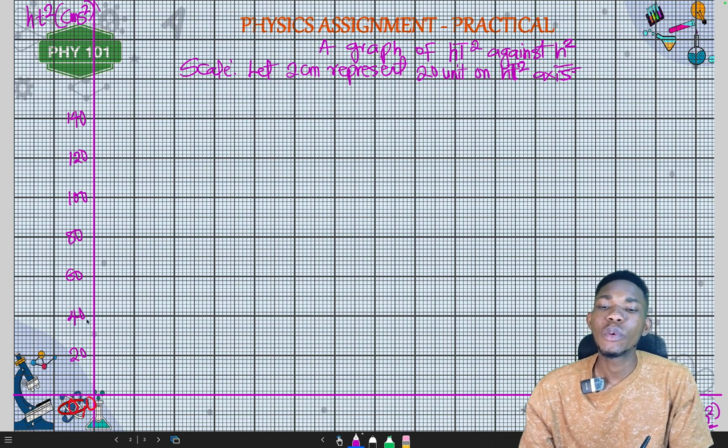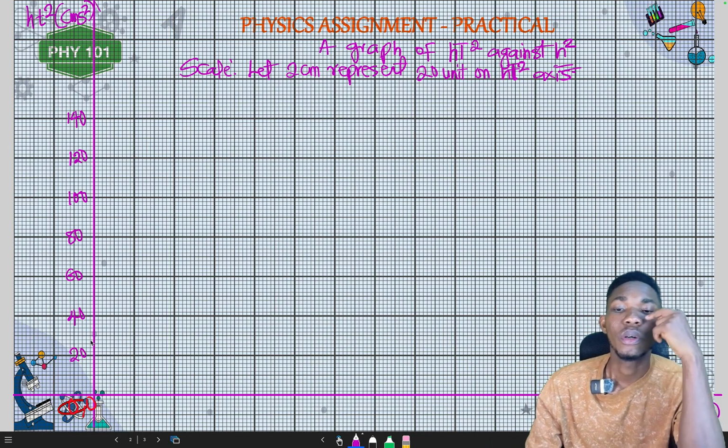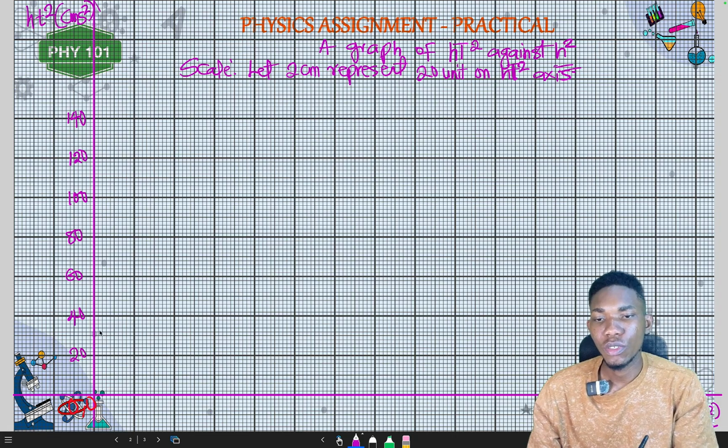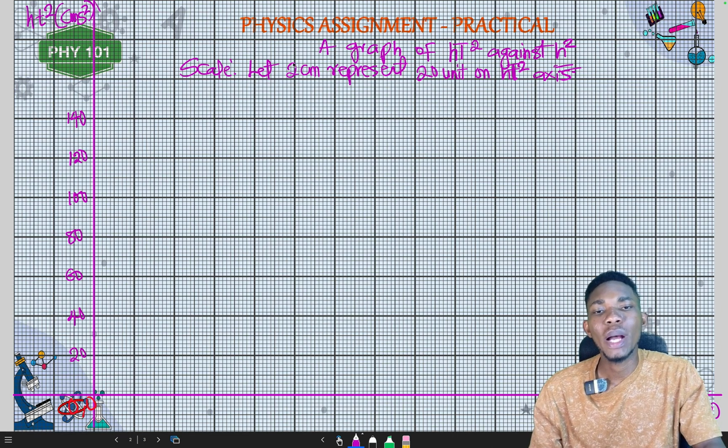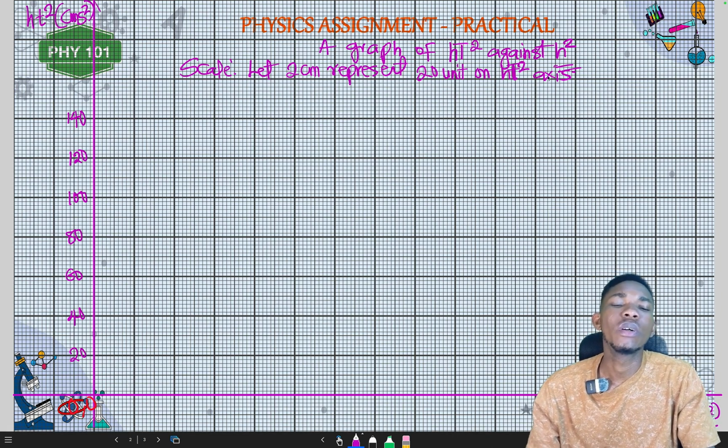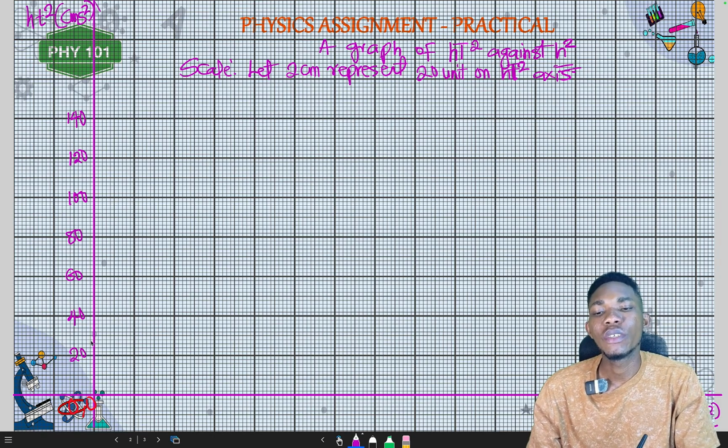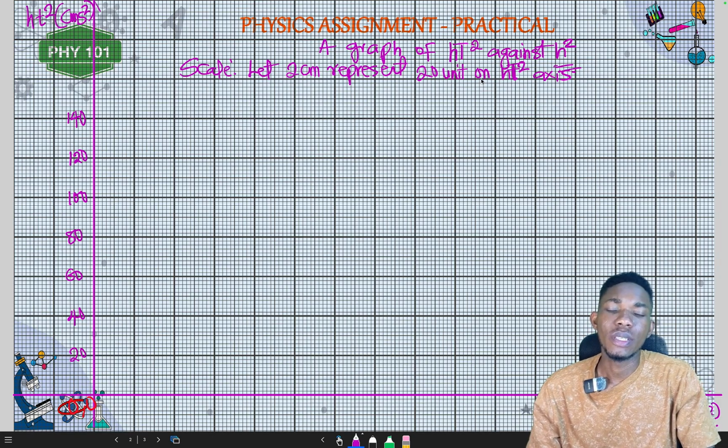If you measure this, it may be 1 centimeter depending on your graph. So all you just need to do is to measure from this thick line to this thick line. Whatever it gives you, if it is 1, you can put let 1 centimeter represent 20 units on HT square axis. When you measure it, if it is 2, then let 2 centimeter represent that.